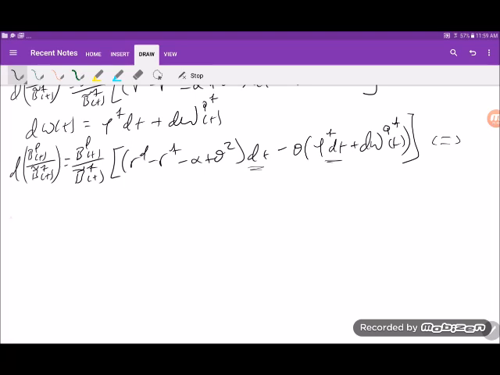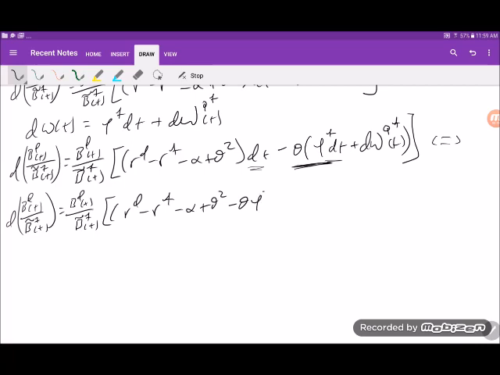So we'll have that d bd over b tilde f, times rd minus rf minus alpha plus sigma squared. And now here we have this, so it's minus sigma phi f dt minus sigma, and now we have our qf Wiener increment.